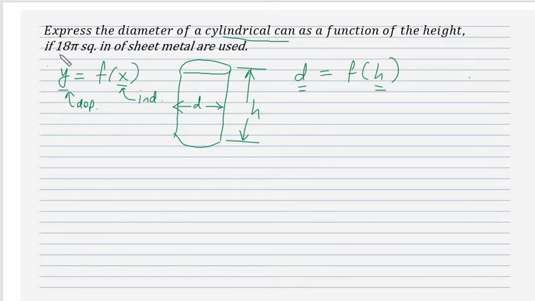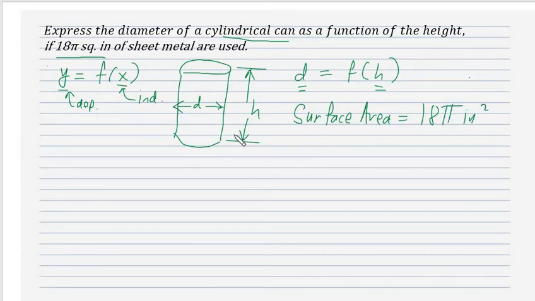Now, the parameter given to us is that it has a surface area. It says here that 18 pi square inch of sheet metal are used in the cylindrical can. So the surface area of the cylindrical can is equal to 18 pi square inch.